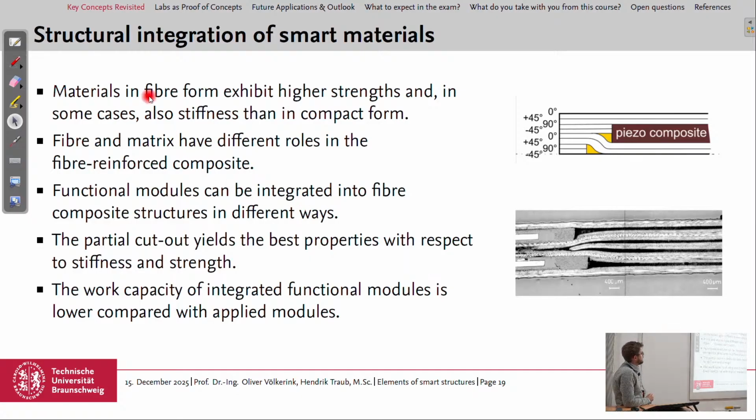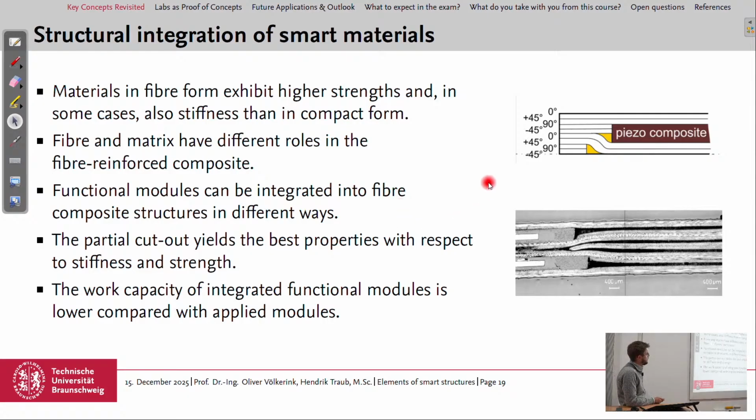Then we also had a look at structural integration of smart materials. Materials in fiber form exhibit higher strength, and in some cases also higher stiffness, than in compact form. To use these high mechanical properties of fibers, we create materials called fiber reinforced composites, combining fiber and matrix materials. We had a brief introduction on that, and then also a look at how functional modules could be integrated in these fiber reinforced structures.